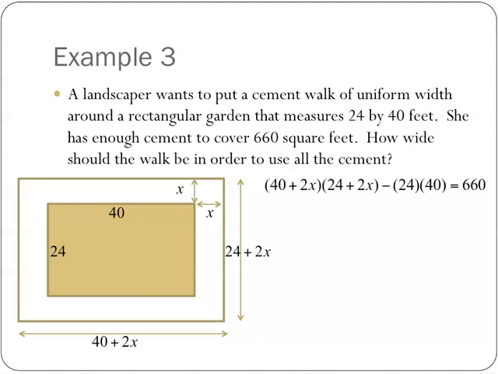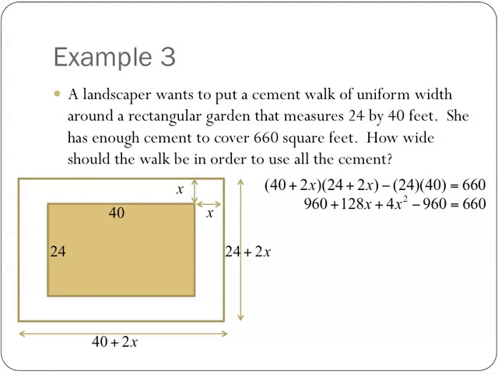Okay, so using that, 40 plus 2x times 24 plus 2x, so the area of the entire thing. Subtract out the area of the garden, 24 times 40, and that leaves us with that empty space of 660. And now let's go ahead and multiply this all out. So this ends up being equal to 960 plus 128x plus 4x squared minus 960 equals 660.